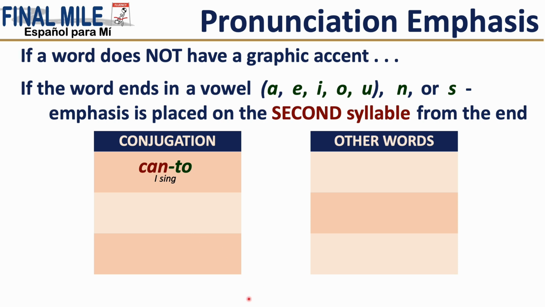Let's do another one. Same verb, conjugation still in the present. It ends in an S. The word ends in an S, so that is still in this line. It ends in a vowel or N or S, okay? So if it does not have a graphic accent, which it doesn't, it ends in an S, then emphasis is in syllable number 2, okay? So this is going to be cantas, as opposed to cantas. We don't want to say cantas, we want to say cantas. Let's do the next one.